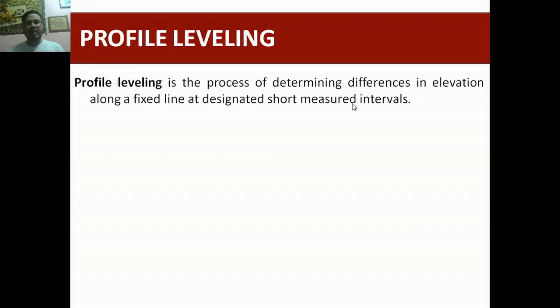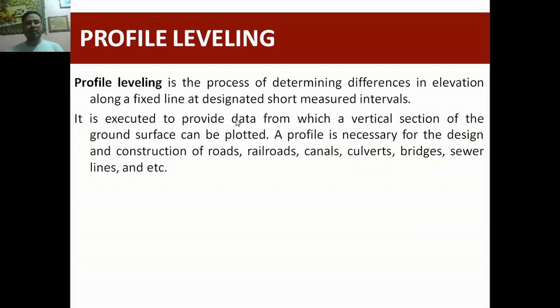The only difference is that profile leveling has designated intervals. Okay? So differential leveling has no specific distance from instrument to turning point, to turning point. In profile leveling, we have designated short intervals. Okay? So profile leveling is executed to provide data from which a vertical section, always I want you to remember this one, vertical section of the ground surface can be plotted.